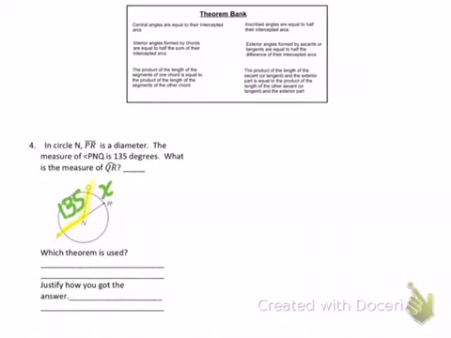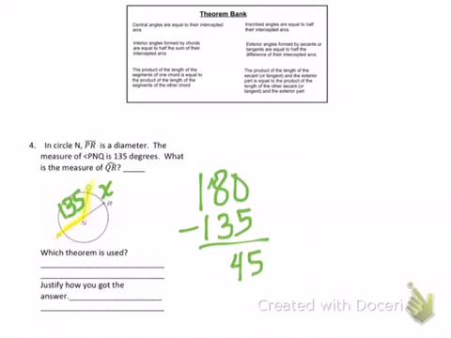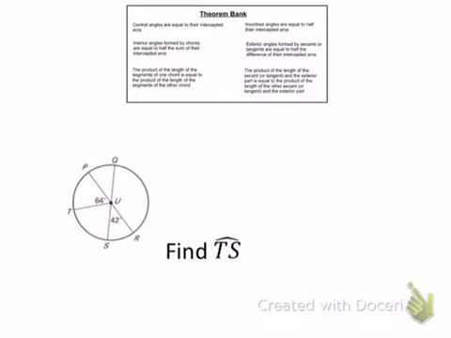So I need to find the measure of angle QNR. The diameter divides the circle in half, so that's 180 degrees. I need to subtract 135. So that would give 45 degrees. So I know the arc equals 45 degrees. And the theorem I used was central angles because it is at the center. You work this one.